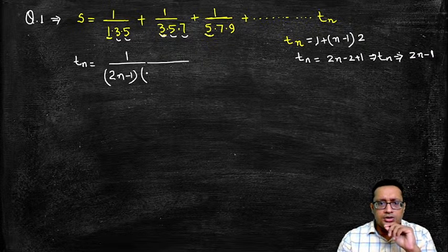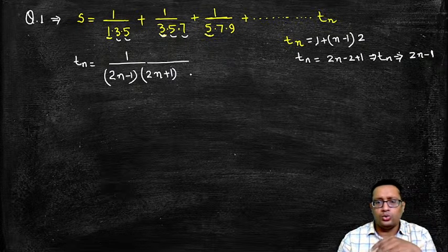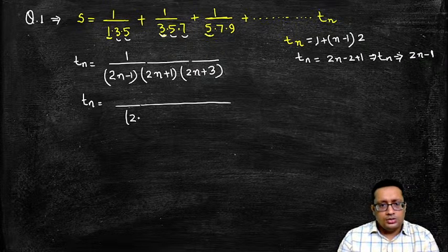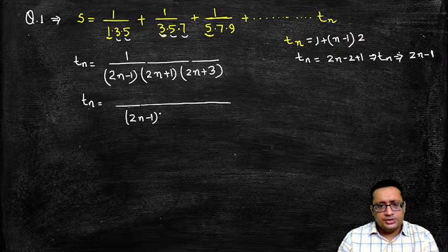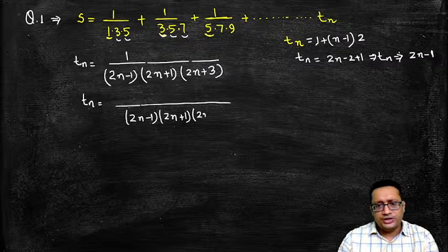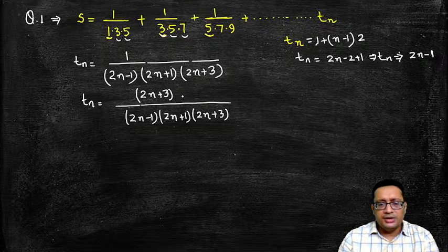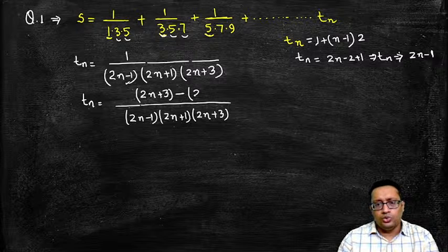So the next factor will be 2n plus 1, increase by 2, again increase by 2. I will ask, in these three factors which are in product, the maximum value of the three factors which you are saying is what? Then you will say 2n plus 3 is maximum. So first of all, write here 2n plus 3. And minimum is, so you will say 2n minus 1. Then minus from here 2n minus 1.